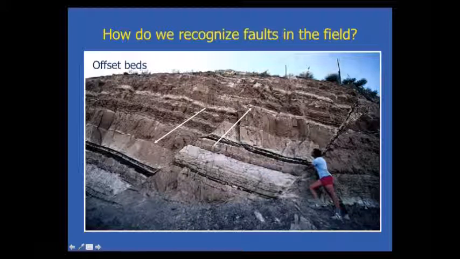And so, for example, this black layer here used to be next to this part of the crust. But a fault formed. Here's a side trace of the fault. So we can see that this block moved up relative to this block.